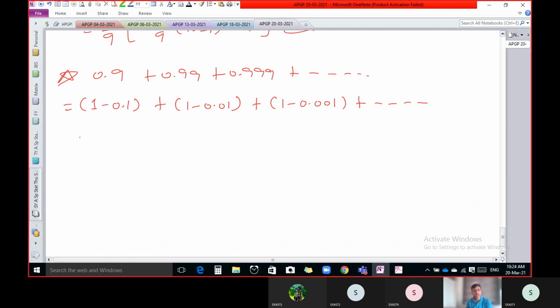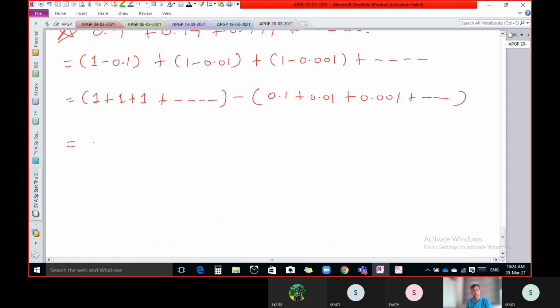Now repeat the process. See the first term of each bracket. It is 1, 1, 1, and there is a plus sign. So 1 plus 1 plus 1. And from the second term, take minus common. So if we take minus common, what do we get? 0.1 plus 0.01 plus 0.001 plus so on. Okay. Now tell me the answer of this.